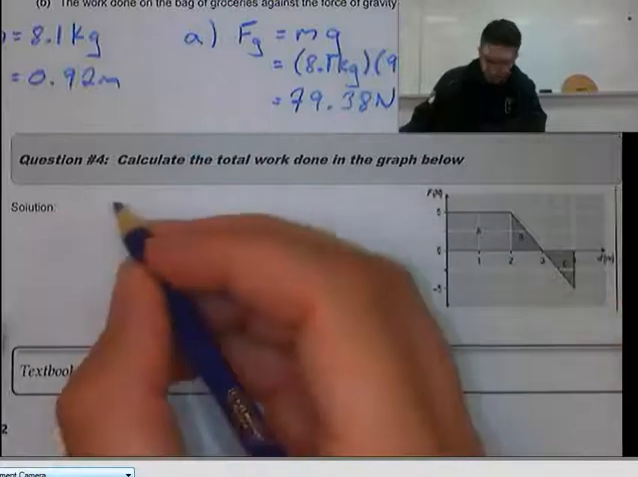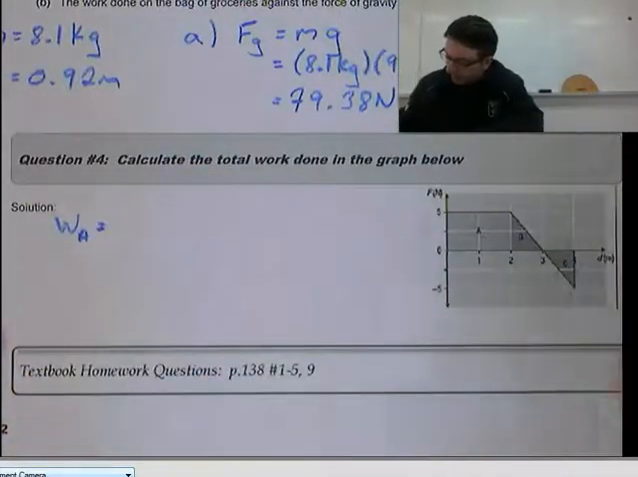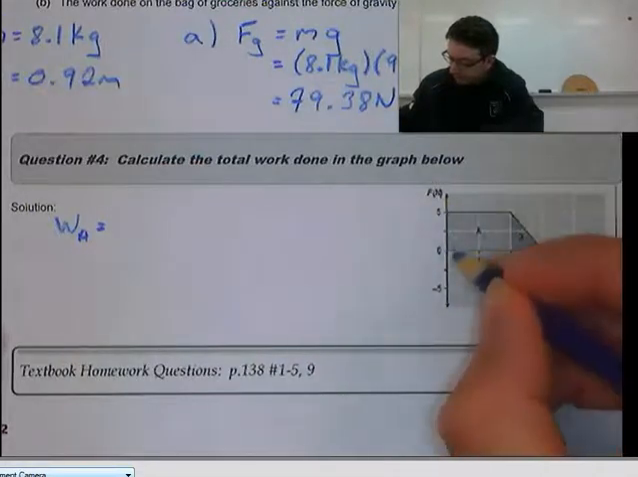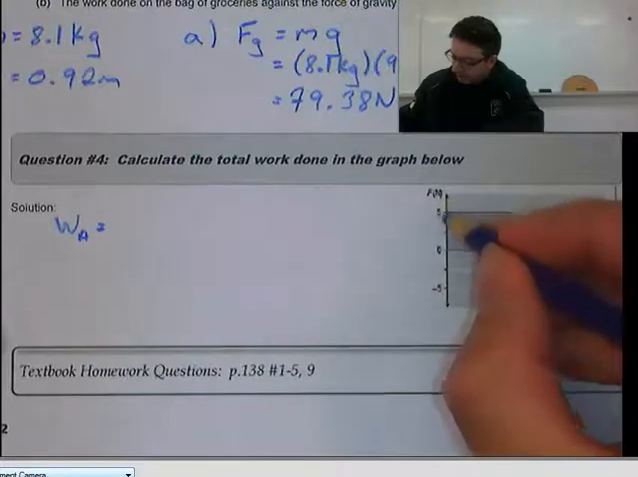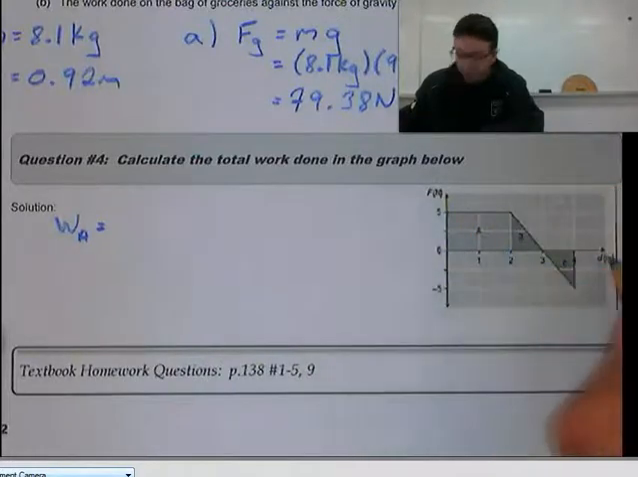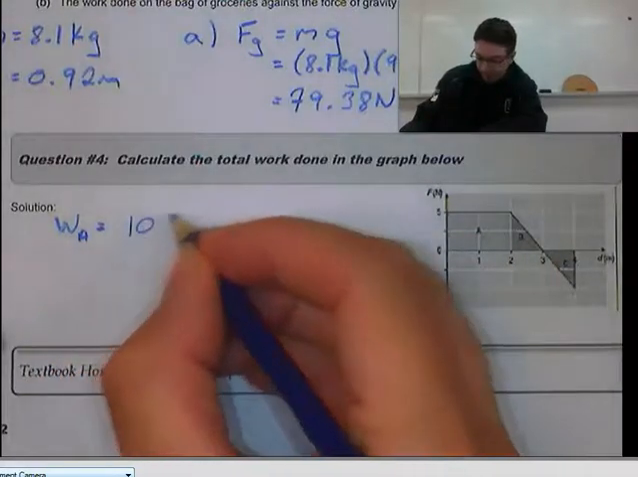So for A, let's say the work done for that A portion would be the area of a rectangle, right, which is just length times width. So in this case, 5 newtons times 2 meters. So 5 times 2 gives us 10 joules.